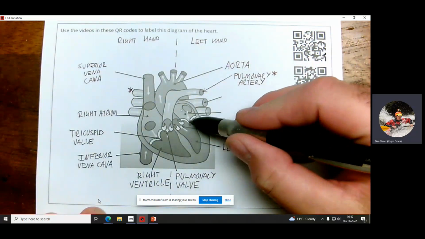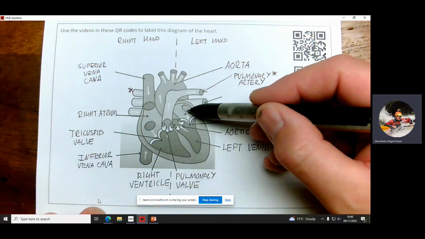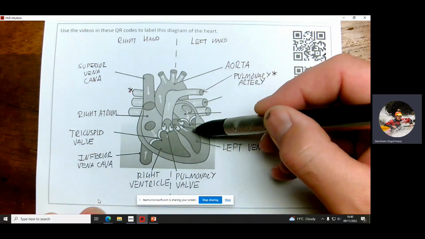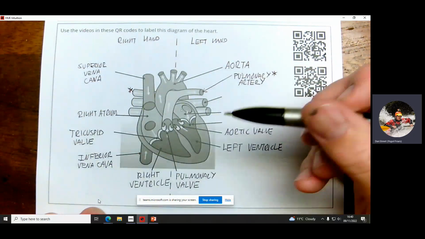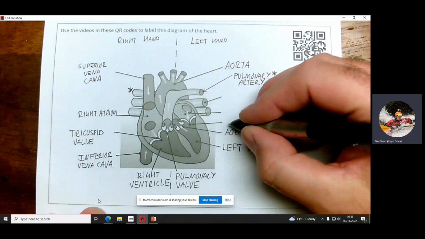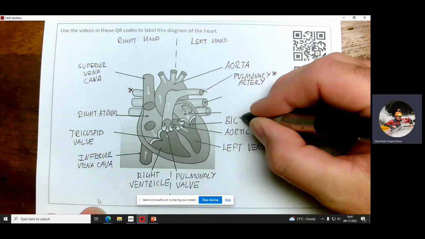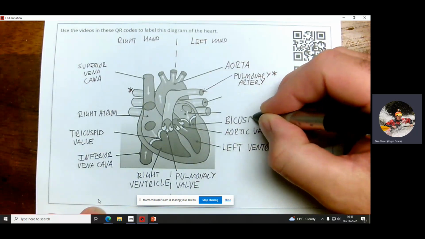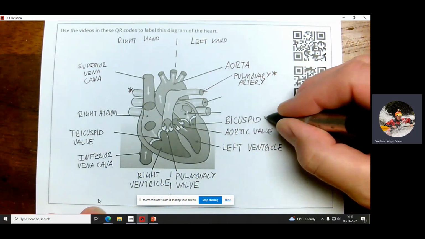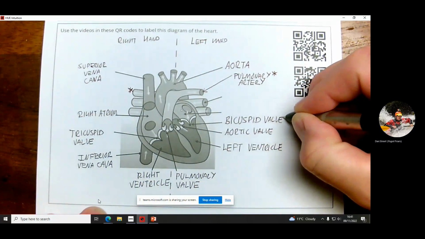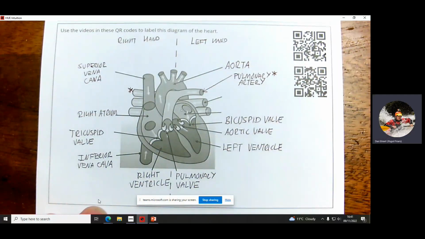Now this valve here prevents blood flowing from the atrium back into the ventricle. And it's a similar name to the tricuspid valve, except this is the bicuspid valve. So tri and bi mean 3 and 2, and it describes the number of little flaps that make up the valve. So there's the bicuspid valve.